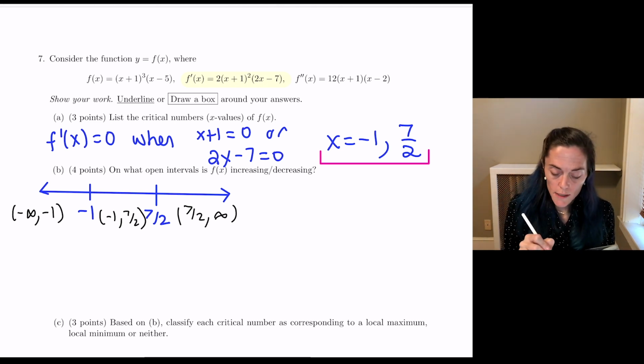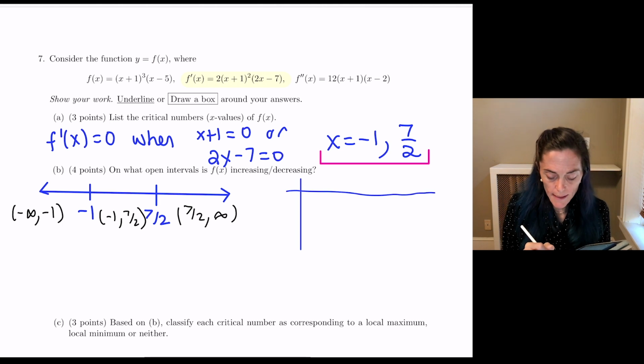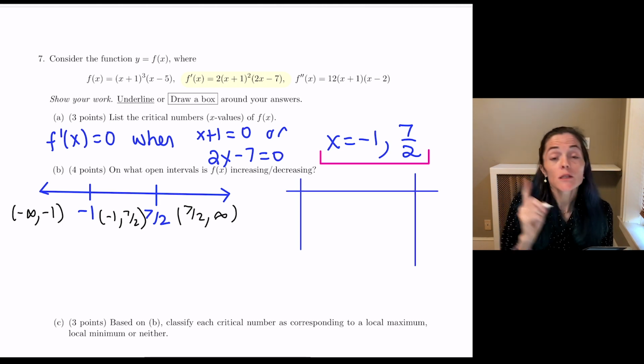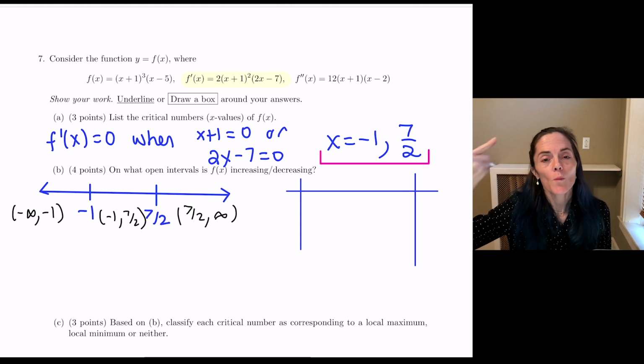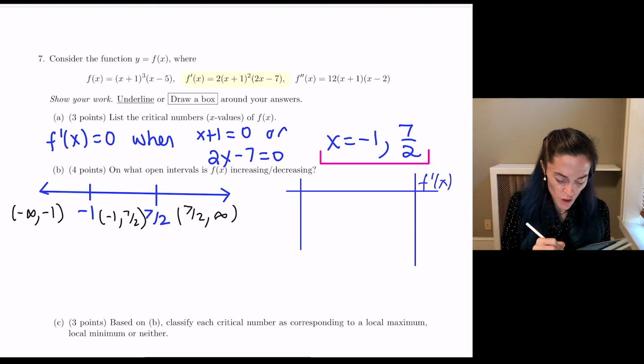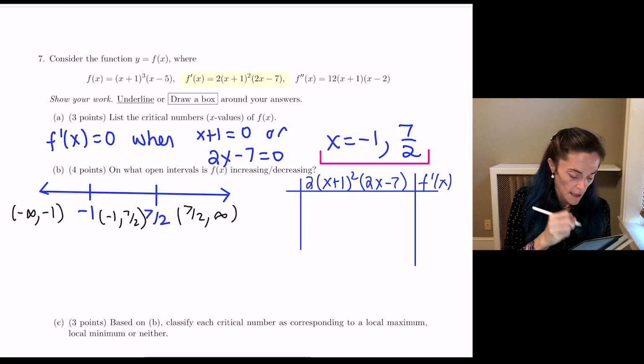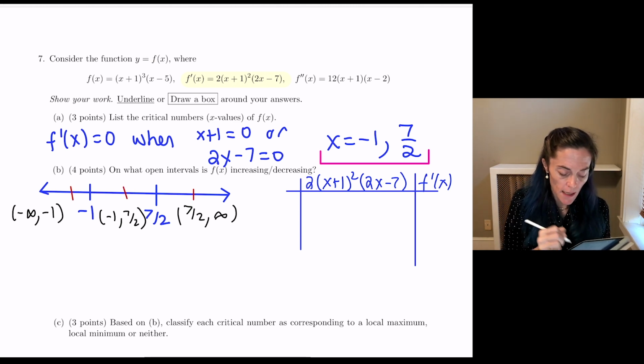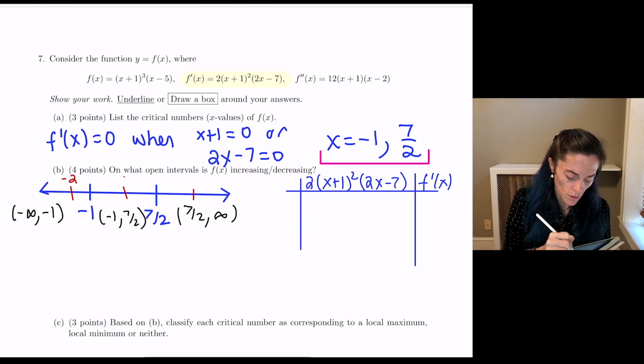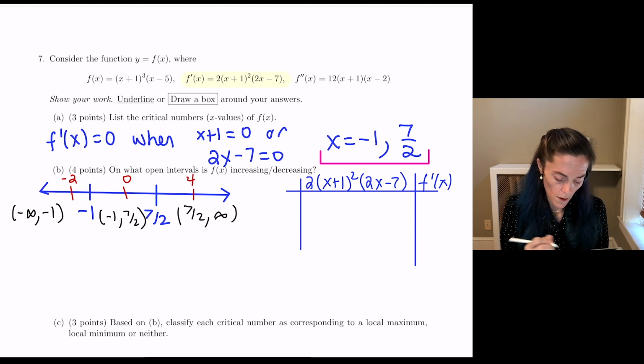Now, I will make a chart. What's important here is to make it clear what you are working with. So this is about increasing and decreasing. I'm working with the first derivative. My first derivative is x plus 1 squared times 2x minus 7. Now, we need to pick a point in each interval. Really any point. What matters here is the sign of the derivative. So I can pick -2, I can pick 0, let's say 4. We are testing -2, 0, and 4.